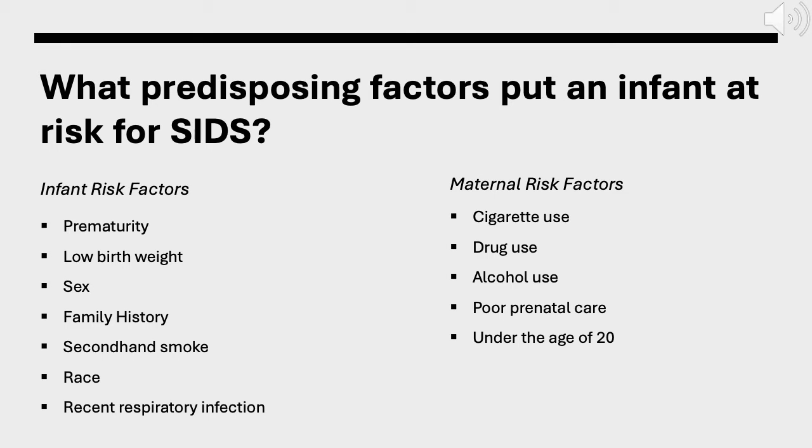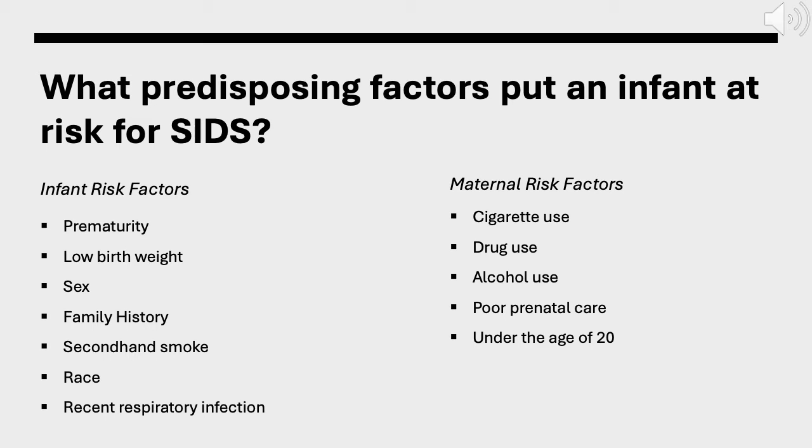Another maternal risk factor that is non-modifiable would be the age of the mother. If a mother is under the age of 20, that infant is at higher risk for SIDS. Infant risk factors include prematurity and low birth weight, which usually go hand in hand, and mothers who are under the age of 20 are more likely to have premature babies. That's why that kind of ties in.